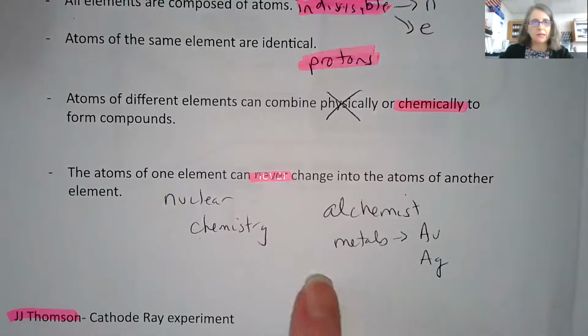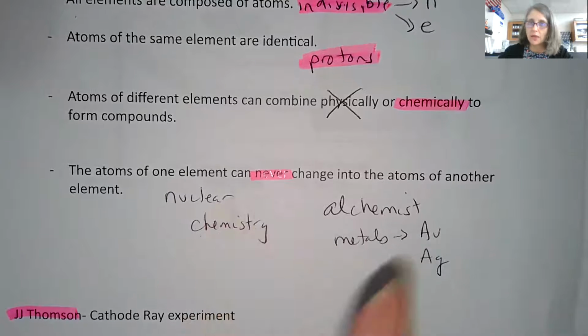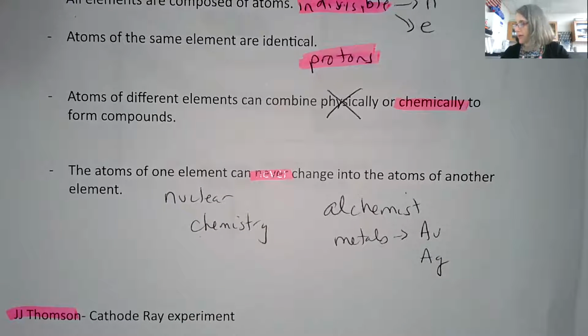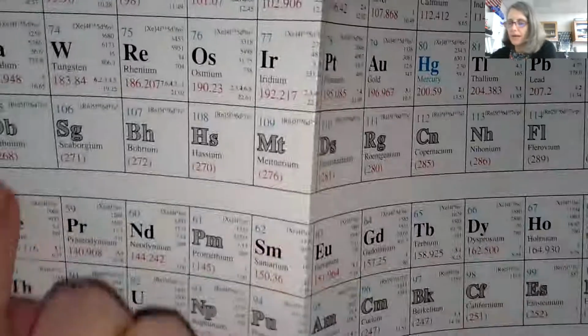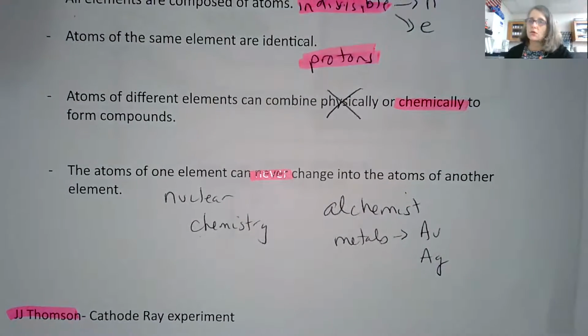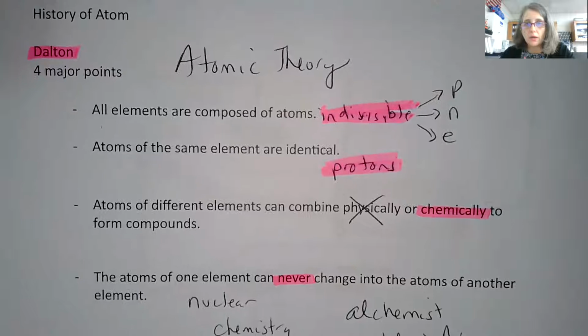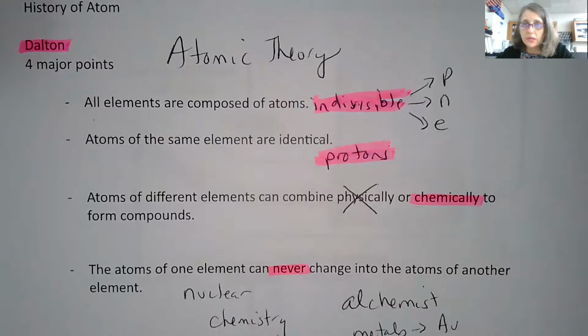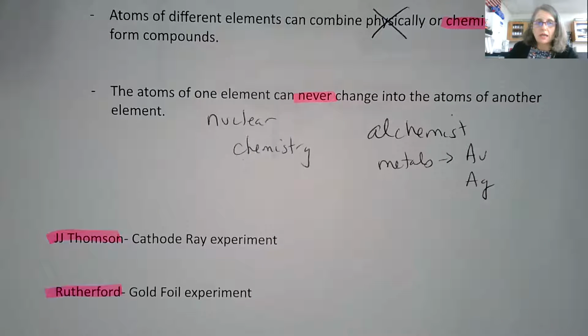But we now have the technology to actually change one element to another. On the periodic table, the elements at the bottom here are what you call made elements in the lab. We can put protons and neutrons together and make something completely different. So that is not true of Dalton's theory. But Dalton is credited with getting a lot accomplished in his atomic theory. So next is going to be JJ and the cathode ray experiments.